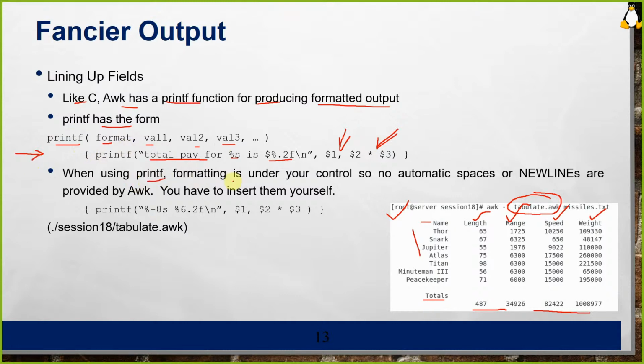When using printf, formatting is under your control, so no automatic spaces or new lines are provided by awk. You have to insert them yourself, like \n. This example script will make the concept more clear. Tabulate.awk is in your directory.